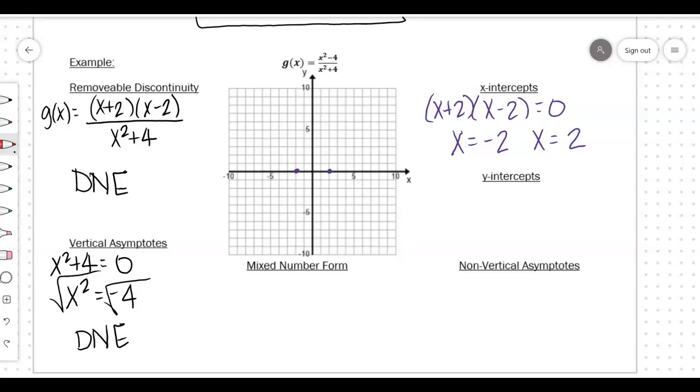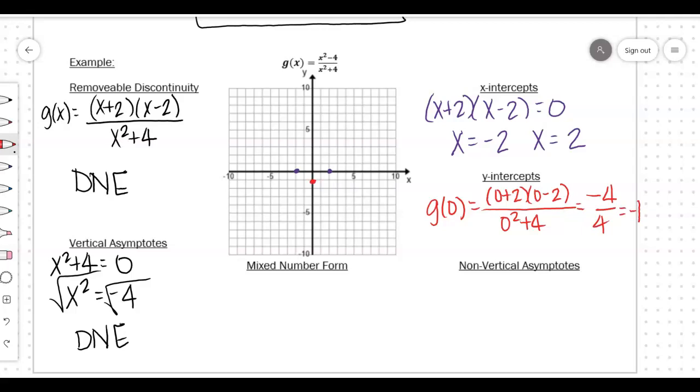Our y-intercept, again, we'll plug 0 in for x. So we'll have 0 plus 2, 0 minus 2, over 0 squared plus 4. So that will end up giving us a negative 4 over a positive 4, which is negative 1.